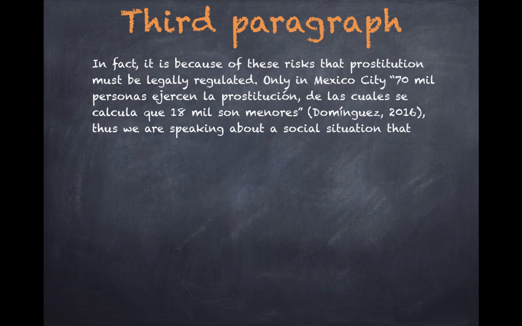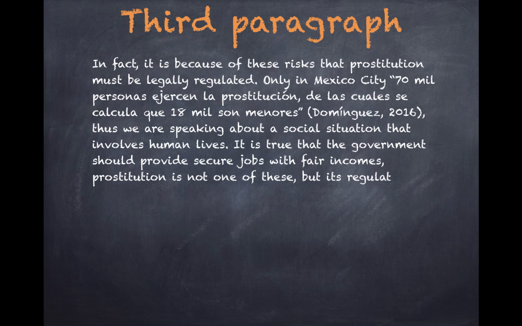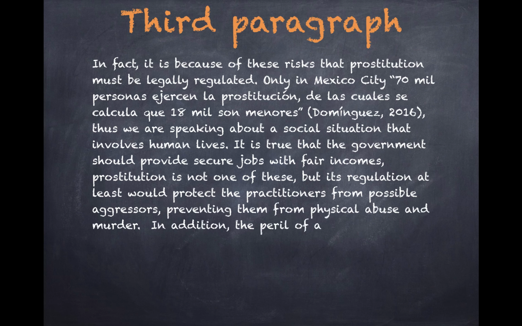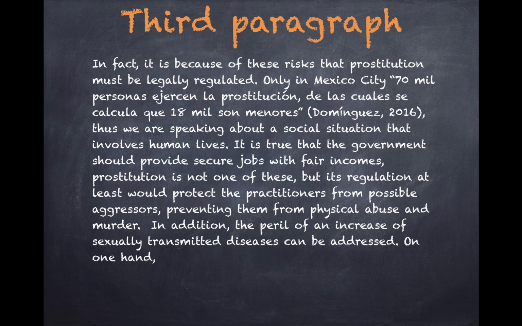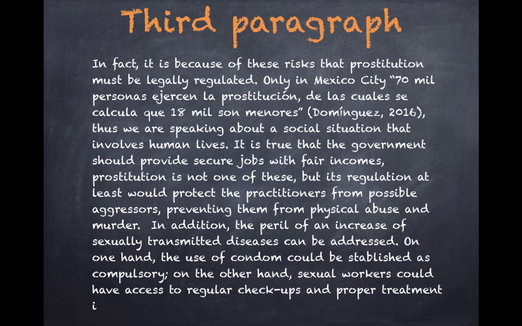Thus, we are speaking about a social situation that involves human lives. It is true that the government should provide secure jobs with fair incomes. Prostitution is not one of these, but its regulation at least would protect the practitioners from possible aggressors, preventing them from physical abuse and murder. In addition, the peril of an increase of sexually transmitted diseases can be addressed. On one hand, the use of condom could be established as compulsory. On the other hand, sexual workers could have access to regular checkups and proper treatment in case of infection.